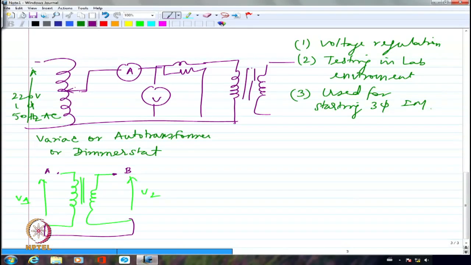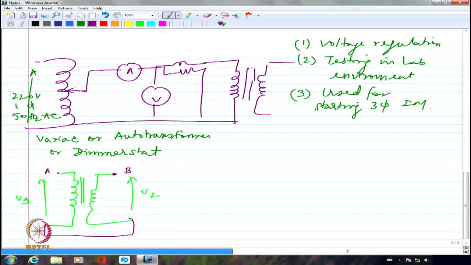If I get V1 minus V2 or V2 minus V1, whichever is higher, that means I have connected them in series opposition. I hope you understand. I am connecting two sinusoids, but the two sinusoids can be aiding or they can be opposing. So whether I am connecting them in series addition or series subtraction depends upon when I measure the voltage after connecting these two terminals together.